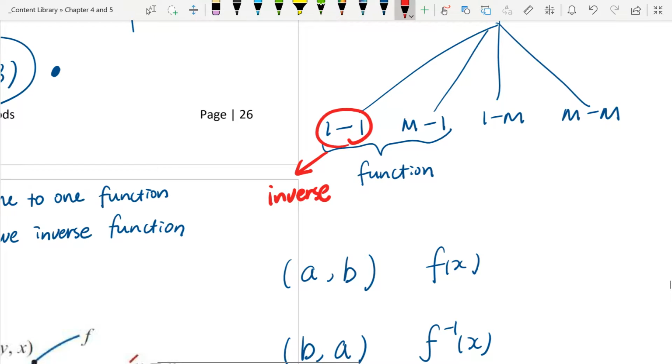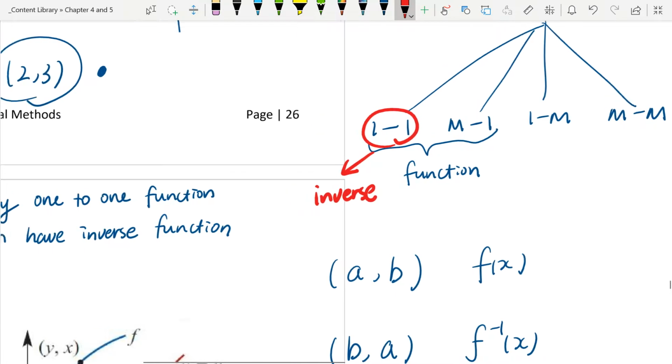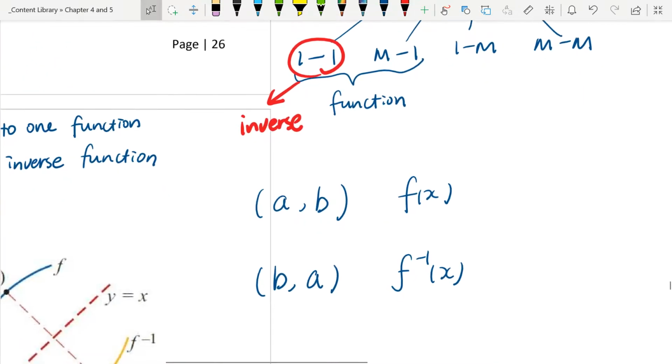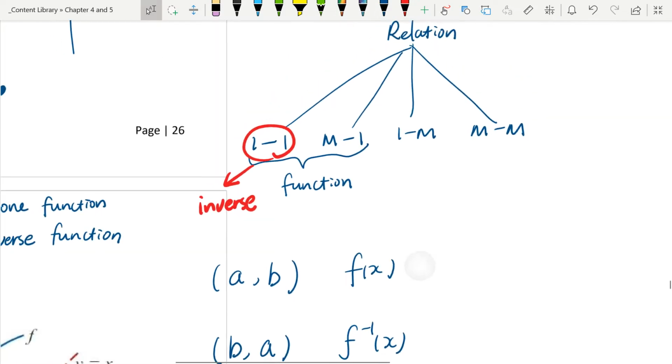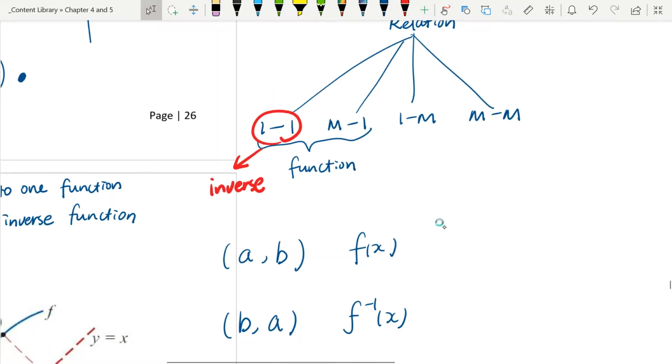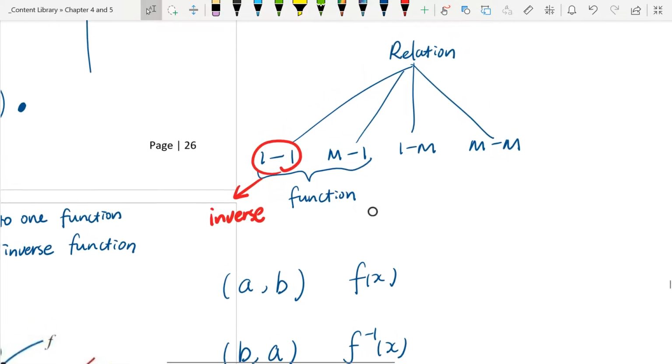Not all functions can find an inverse. It's only one-to-one functions that can find an inverse function. Let's think about why. If you think about (a, b) and (b, a), we swap the x and y values. If you swap a one-to-one, it's still a one-to-one, still a function. But if you swap a many-to-one, it becomes a one-to-many, so that's not a function anymore.